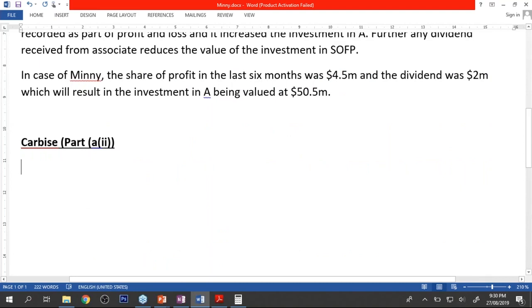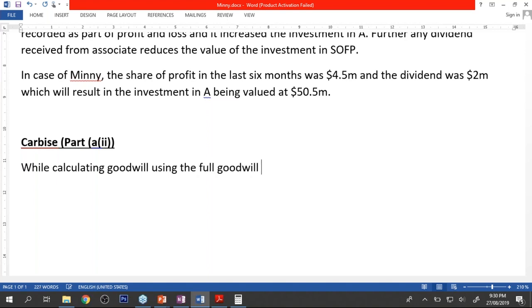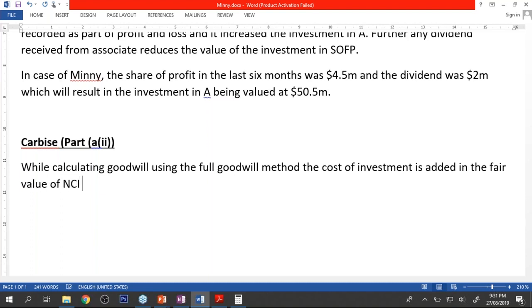So we can say that while calculating goodwill using the full goodwill method, the cost of investment is added in the fair value of NCI before deducting the net assets at the date of acquisition.